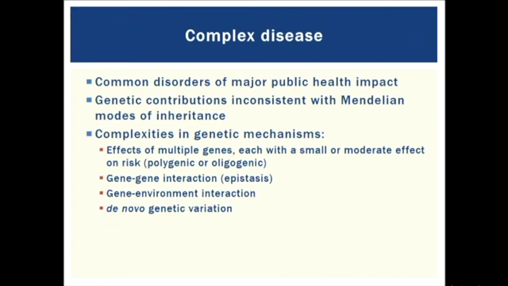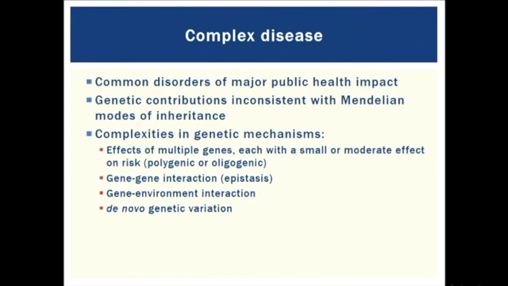And they can be polygenic or oligogenic. Polygenic is the word we use when we're talking about a very large number of genes contributing to the phenotype. And oligogenic is the term we use when we're talking about a smaller set of genes. Complex disorders involve gene-gene interaction or epistasis. They also involve gene-environment interaction. And another important concept is that they involve de novo genetic variation.